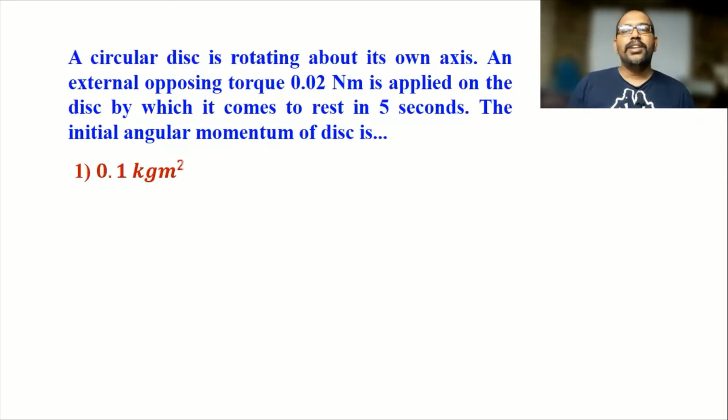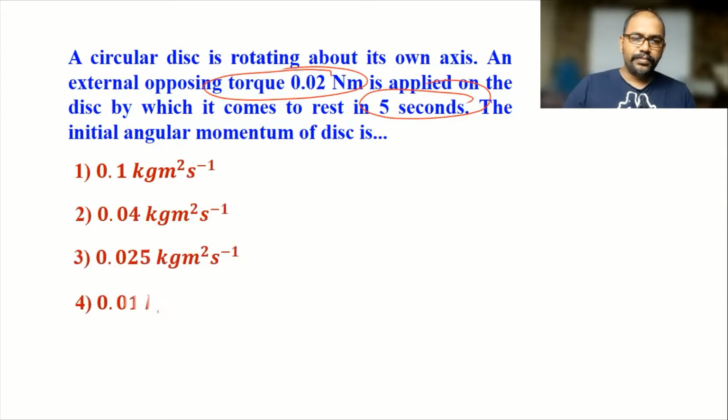Now see the next question. A circular disc is rotating about its own axis. An external opposing torque of 0.02 Newton meter is applied on the disc, by which it comes to rest in 5 seconds. The initial angular momentum of the disc is? Here they have given torque and time, and we have to find out the angular momentum. And these are the options for angular momentum.